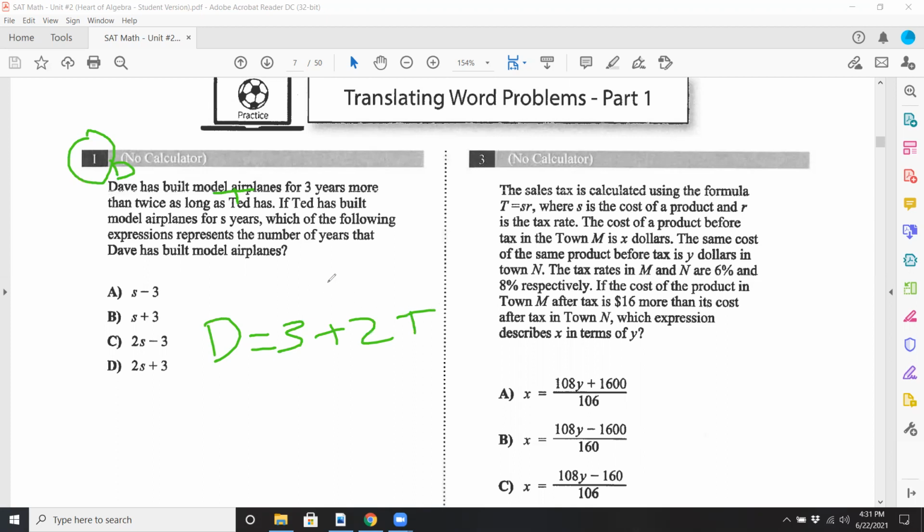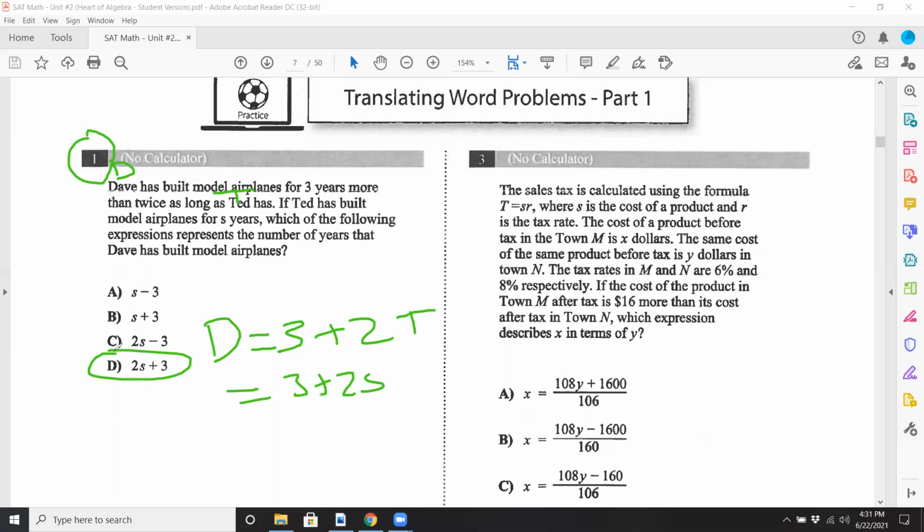Now what does the question really want? If Ted has built for S years, let's replace T with S. Then what do we have for Dave? Well, it's 2S plus 3. There you go. So I just translated it.